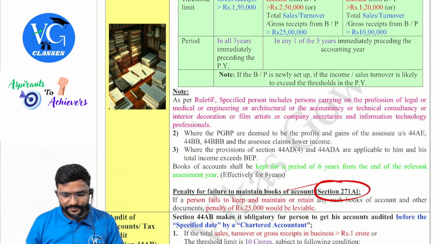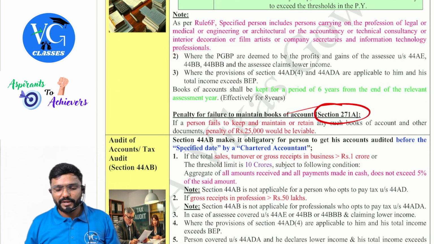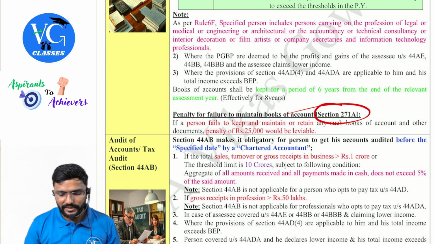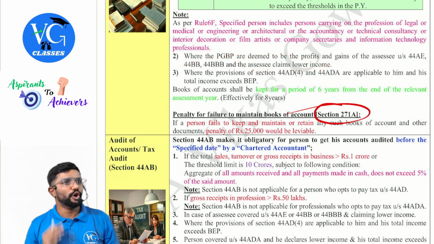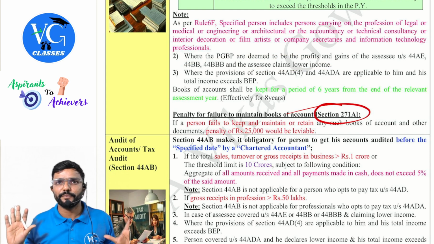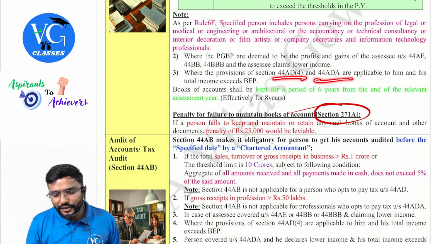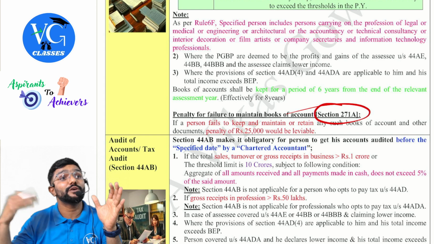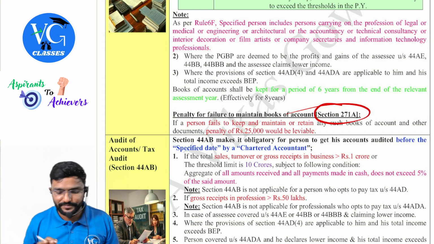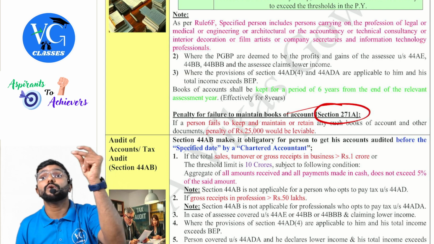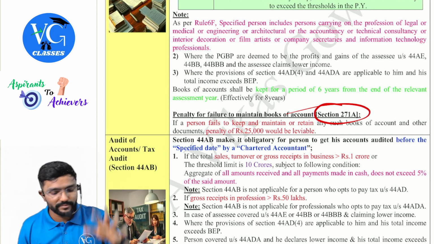Books of accounts, you can see. Second point, where the profits and gains of business are deemed under section 44AE, 44BB and 44BBB, BB and BBB are not part of your syllabus, you need not worry, and the assessee claims his income to be lower. No reference to basic exemption limit here. Next, third, where the provisions of section 44AD(4) and 44ADA, 44AD(4) means you are going outside, next 5 years you cannot come into that scheme, are applicable to him and his income is more than the basic exemption limit. And here income means only business income or total income? Total income, not business income.